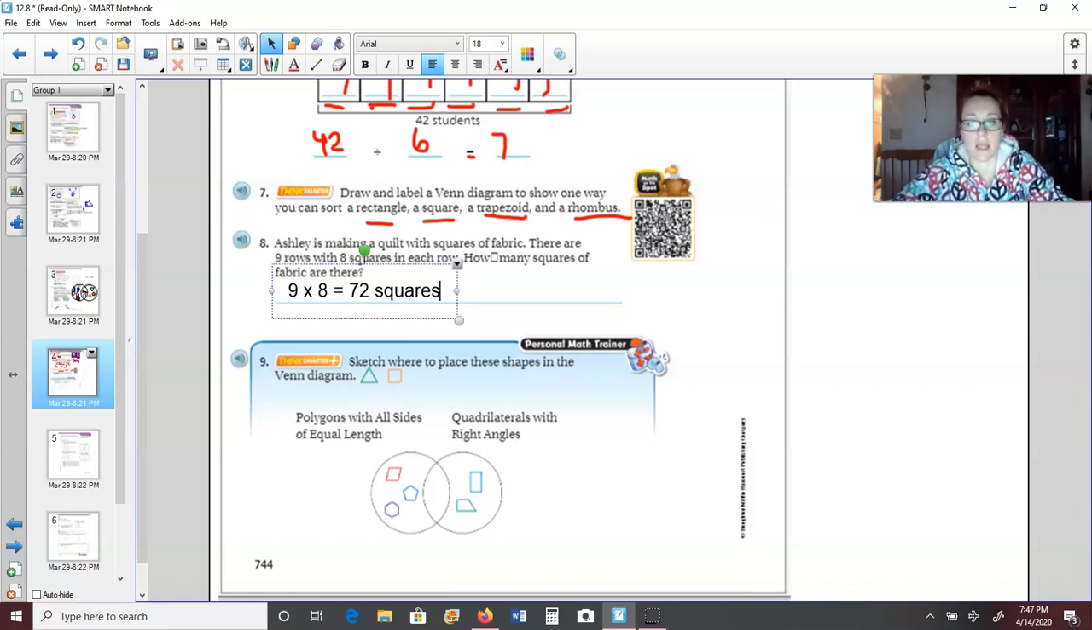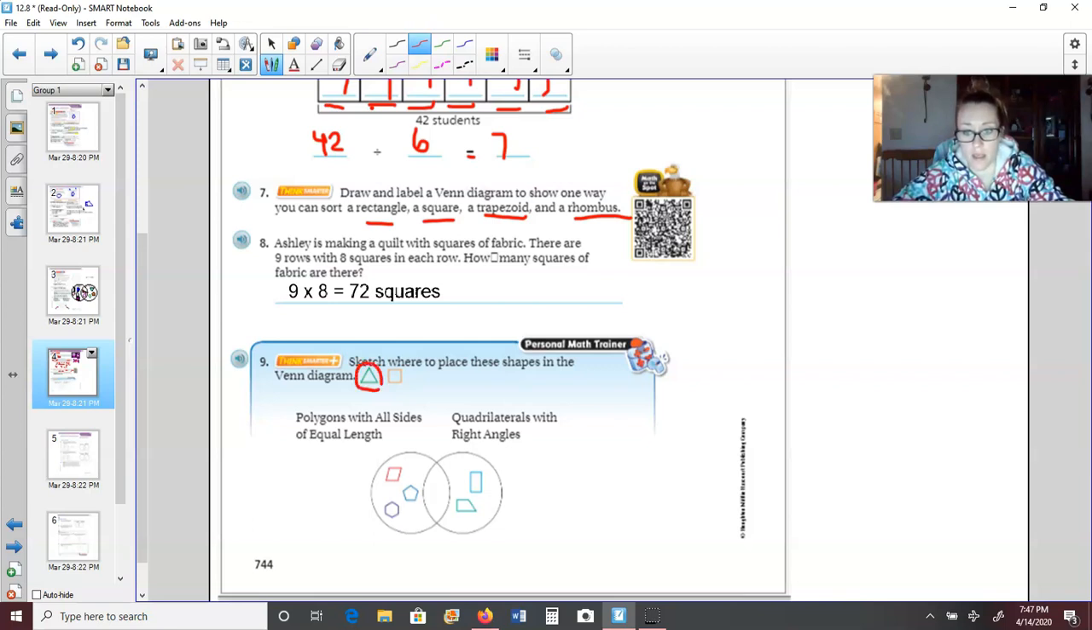All right, and number 9, sketch where to place these shapes in the Venn diagram. So we need to draw in these two shapes. We have a triangle. So our categories are polygons with all sides of equal length and then quadrilaterals with right angles. Well, this first shape right here is definitely not a quadrilateral, so it would not go in the middle, but it does have all equal sides. So we would draw that triangle down there. Let me try that again. And then the second shape is a square.